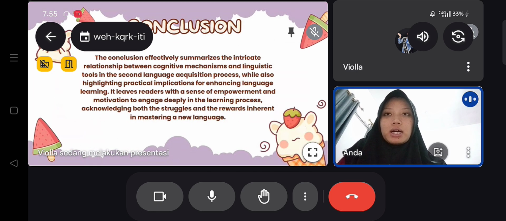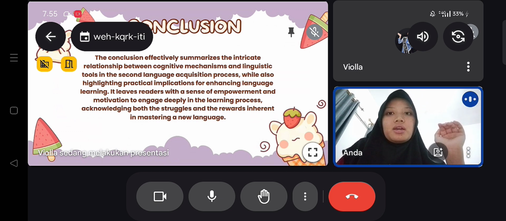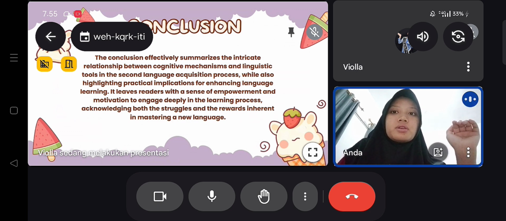So this is the conclusion. It effectively summarizes the integrated relationship between cognitive mechanisms and linguistic tools in the second language acquisition process, while also highlighting practical implications for enhancing language learners. It leaves readers with a sense of empowerment and motivation to engage deeply in the learning process, acknowledging both the struggles and the rewards inherent in mastering a new language.